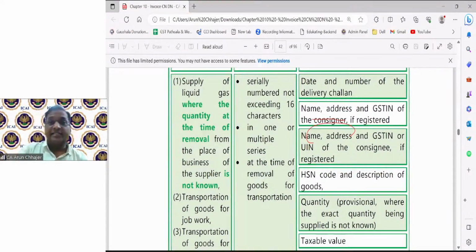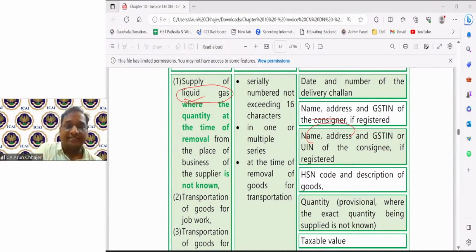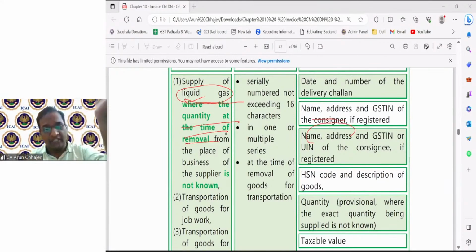First, if it is a supply of liquid gas. Why are they giving the delivery challan? Because when you are removing the goods, liquid gas, the quantity is not known at the time of removal, because by the time it reaches, some will have evaporated. Because you don't know the quantity, you cannot make the tax invoice. Here the facility is given that if it is a supply of liquid gas, it can be delivered based on the delivery challan.